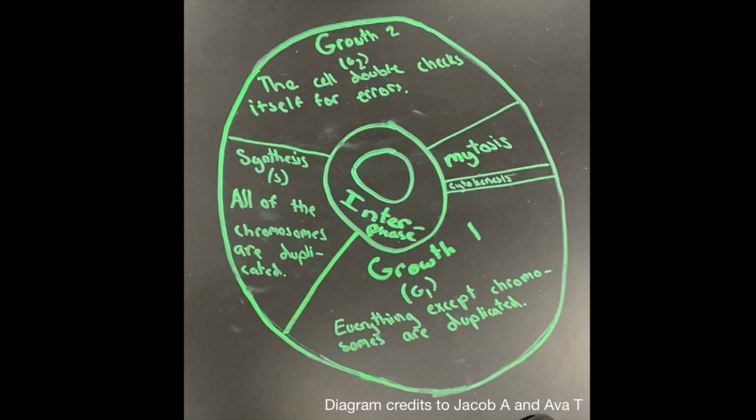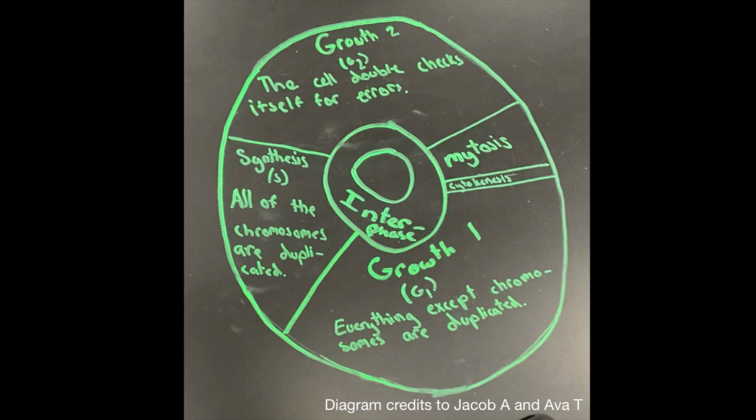Growth 2, where a cell continues to increase in size and checks itself for errors that might hurt any future daughter cells. And mitosis paired with cytokinesis, where a cell splits apart its genetic material and divides into 2 identical daughter cells. Growth 1, synthesis, and growth 2 are all part of interphase, when a cell is not actively dividing and is performing all of its normal functions.